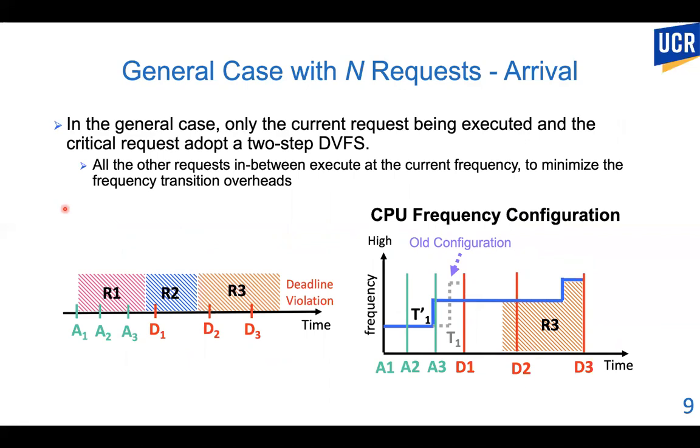The case with n requests in the queue is similar. In the example, request R1 and R2 are non-critical, and request R3 is critical. We choose an earlier boosting time, T1 prime, for request R1, such that the critical request R3's deadline can be met. To minimize the frequency transition overhead, only the current request being executed and the critical request use a 2-step DVFS, and all the other requests in between will execute at the current CPU frequency.